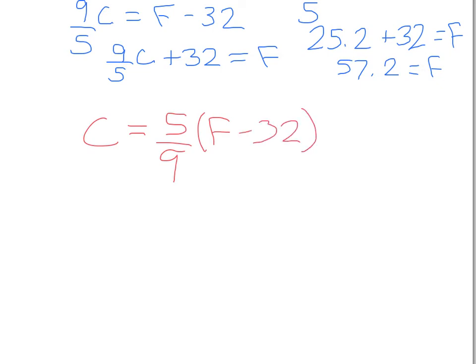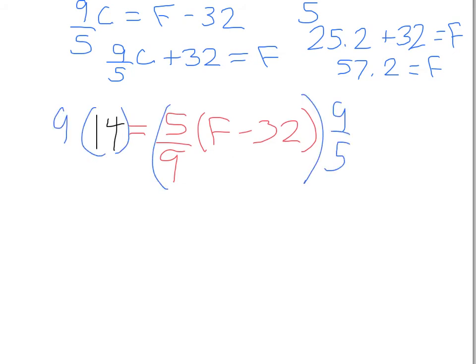All right, well, still, we know that C was 14, so we would have to replace C with 14 and solve it that way. Well, how would we do that? Same thing as we did before. Multiply both sides by 9/5. These cancel out. 9/5 times 14 is a familiar number. It's 25.2, which is equal to F minus 32.